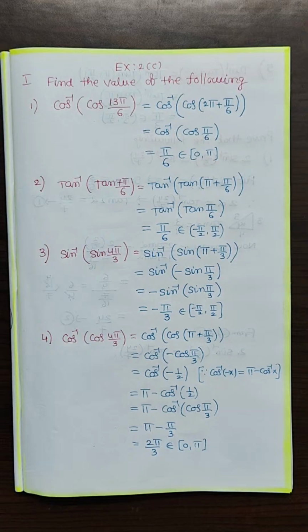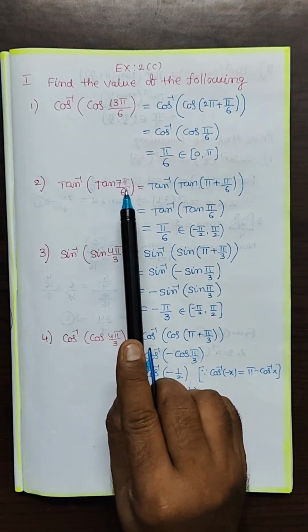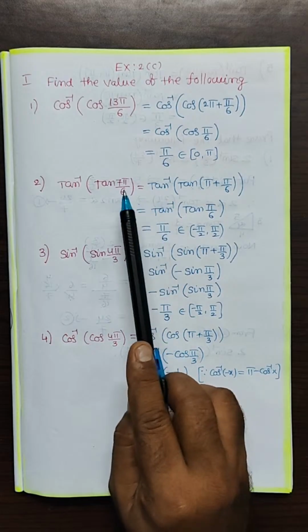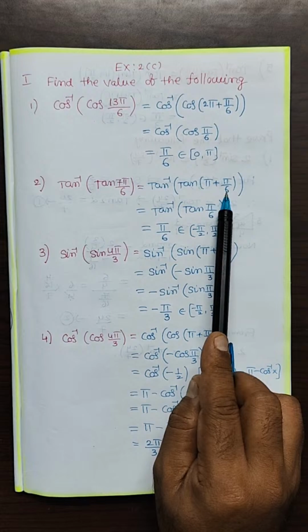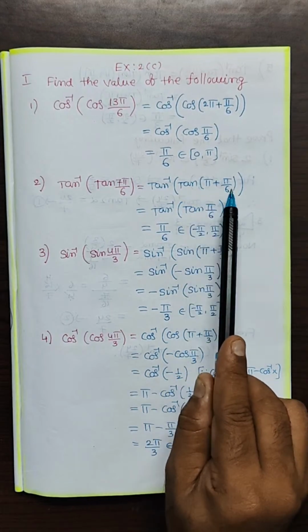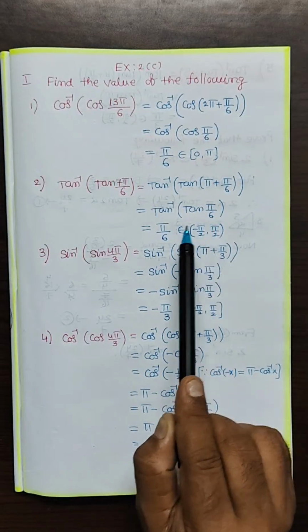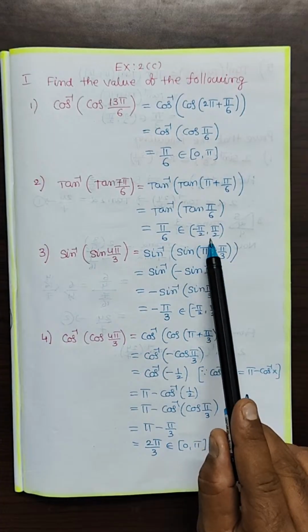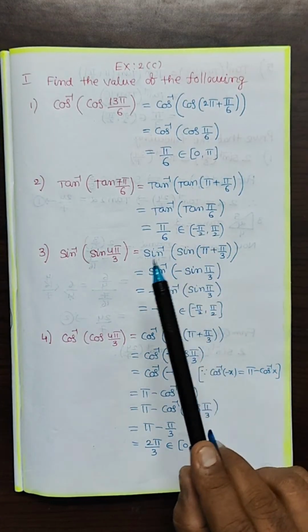Okay dear students, I will go to question number 2. Tan inverse of tan of 7 pi by 6 can be written as pi plus pi by 6. So tan of pi plus theta is tan theta. So tan inverse of tan theta is theta. So pi by 6 belongs to open minus pi by 2 to pi by 2. This is the range of tan inverse x.